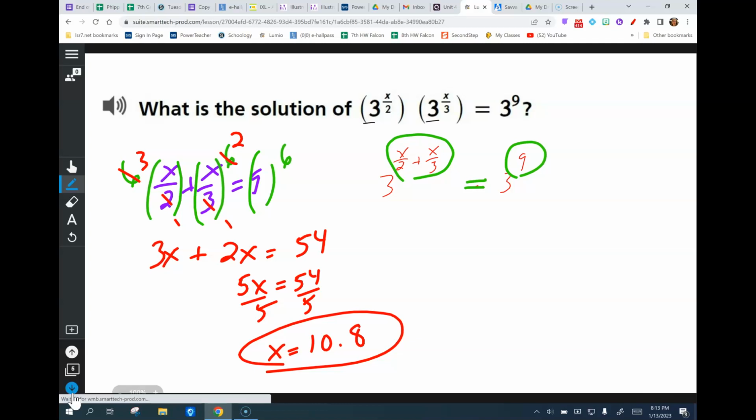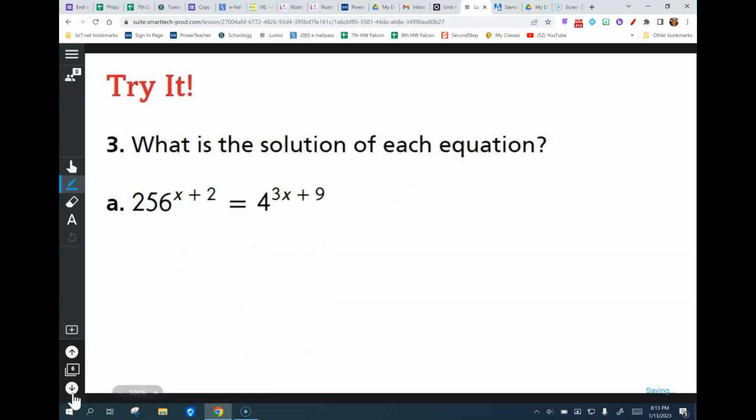Okay, next one. Let's look at the next equation. Now this one is back in your book. Now it gets a little more complicated as we do this one because this time my base is not the same. So what we have to do is force it to be the same. So take out your calculator right now, and what we want to do is see if we can write 256 to a power of 4.